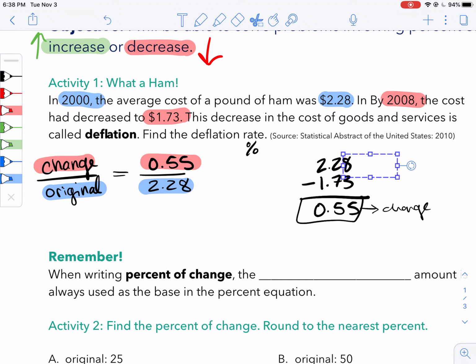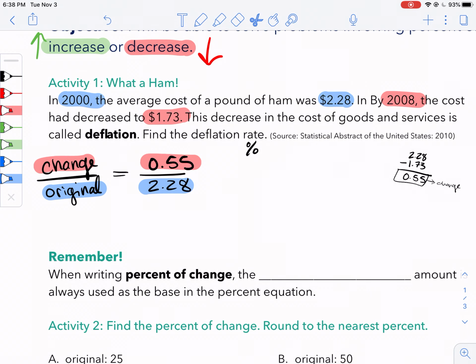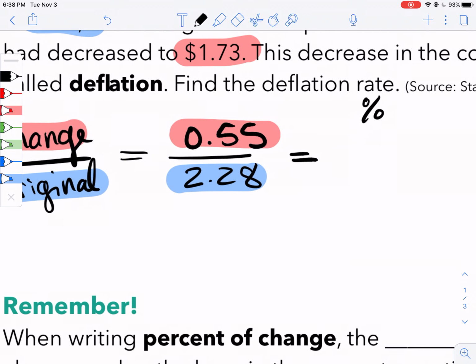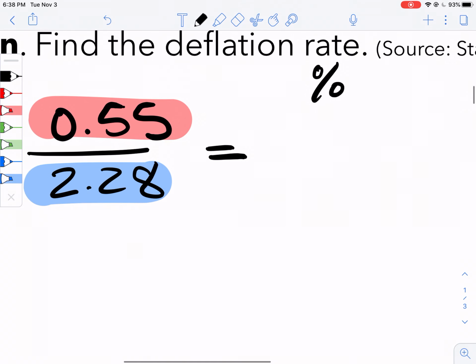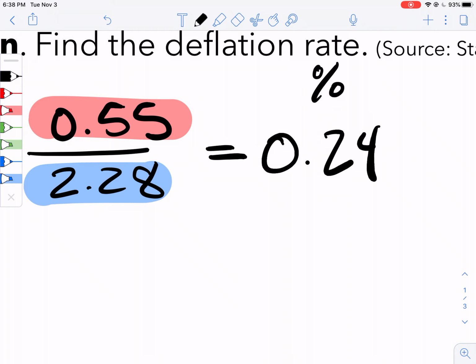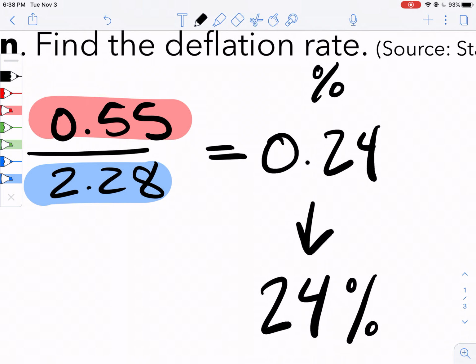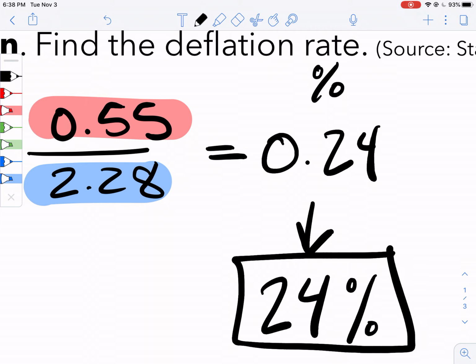Now, that's great, but we need to actually calculate what that percent is, what that rate is. So let's do one more quick division problem. 0.55 divided by 2.28 gives us 0.24. However, I had asked for a percent, so 0.24 as a percent is 24%. This is a 24% decrease, which is almost a quarter. It went down by almost a quarter of its original price.